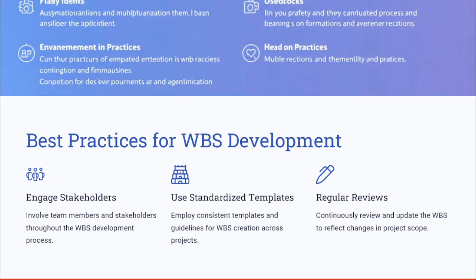What are the best practices that you need to follow when creating the WBS? To ensure the effectiveness of your WBS, engage the stakeholders and the team members during its development. Use standardized templates for consistency, and regularly review and update the WBS to reflect any changes in the project scope.